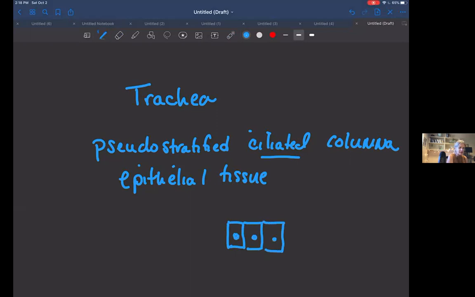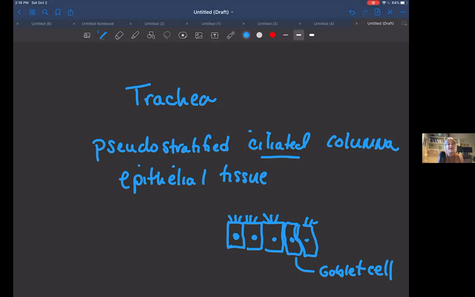They might look like they're pseudo-stratified because there's these weird shaped cells in there that are referred to as goblet cells. These have cytoplasmic extensions called cilia. And so I'm going to say that this is my, I didn't draw that very well, but this is my goblet cell. And the goblet cells produce mucus.